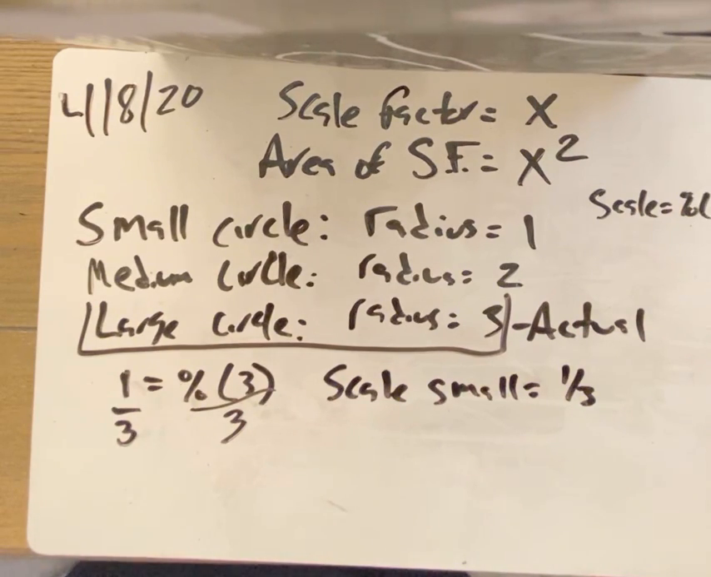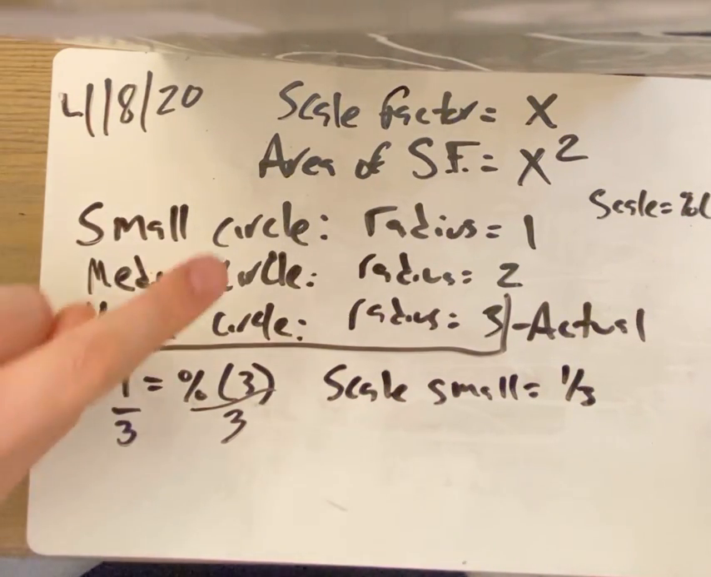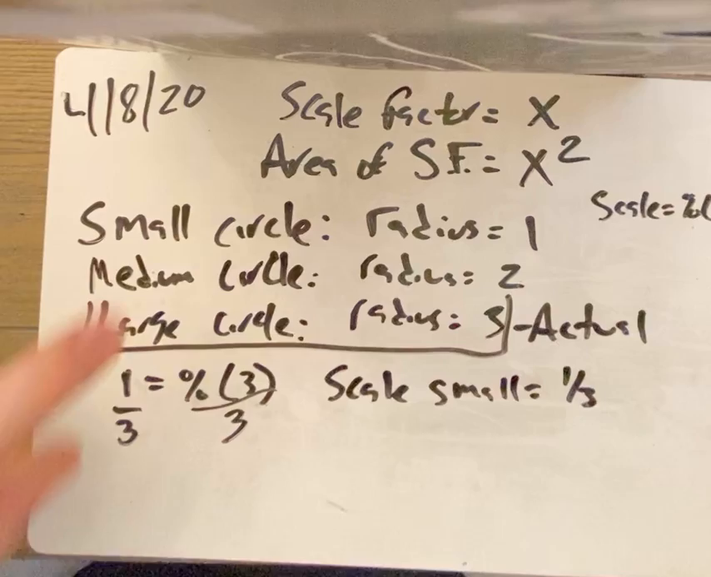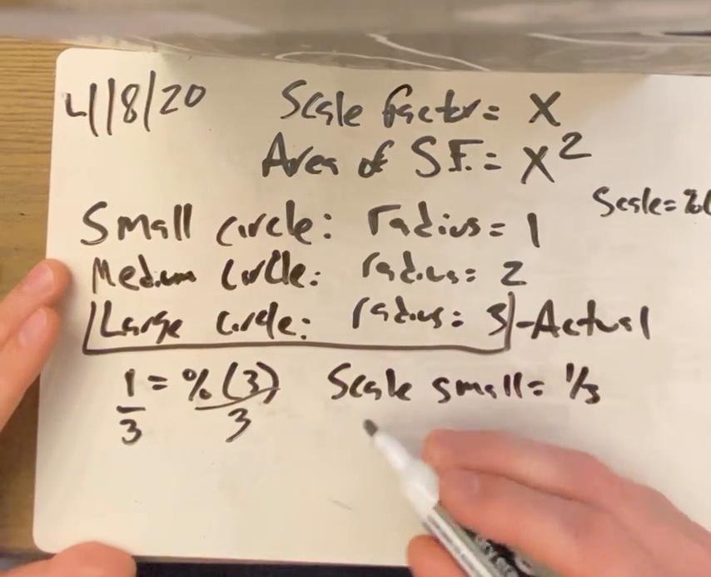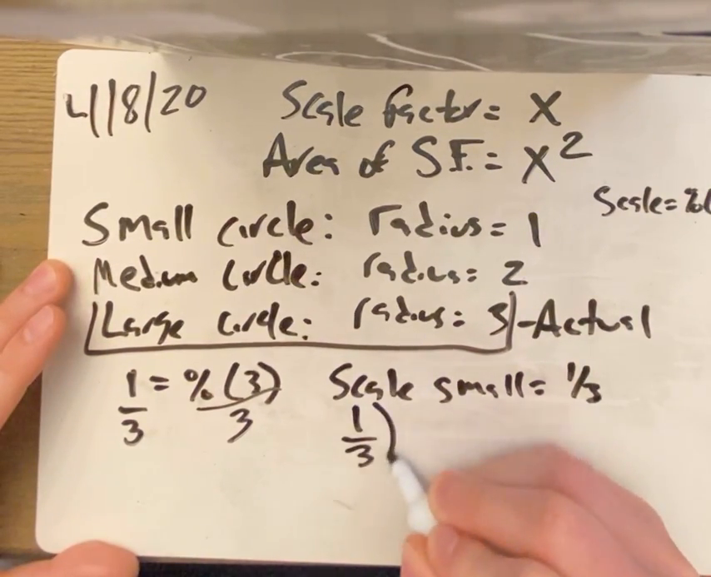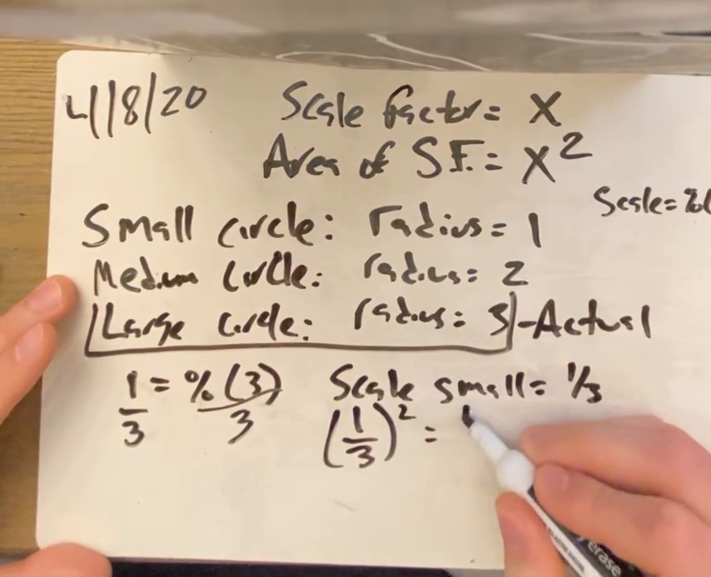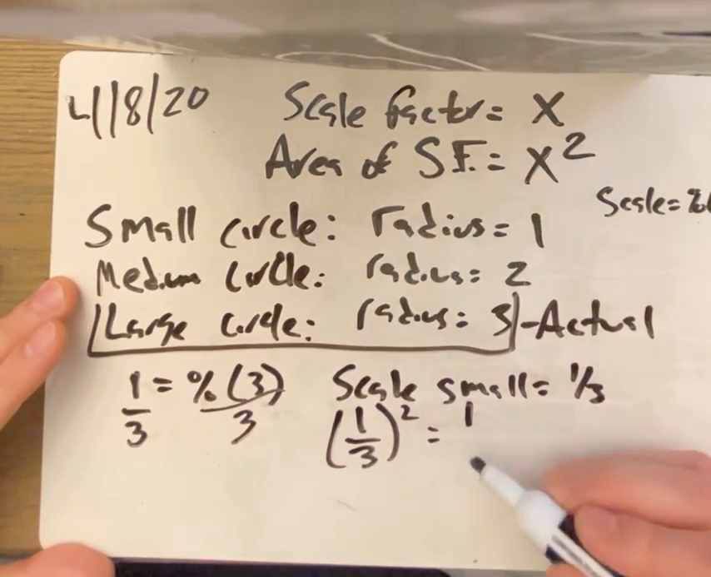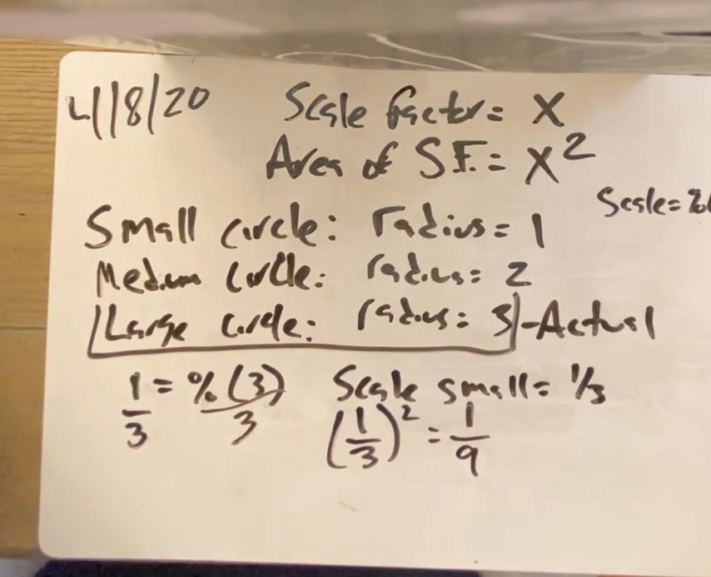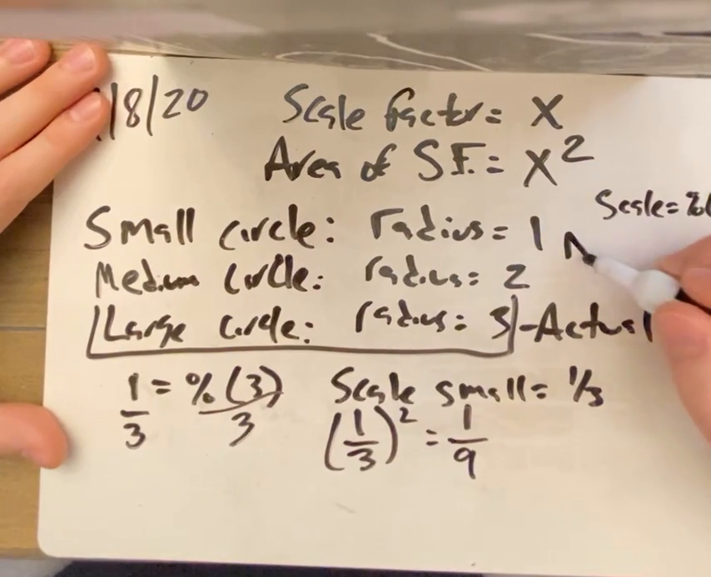Now we'll get the area. All you have to do to get the area is square it. So I'm just going to square 1/3. 1/3 squared: 1 times 1 is 1, and 3 times 3 is 9. So the area of the small circle is 1/9.